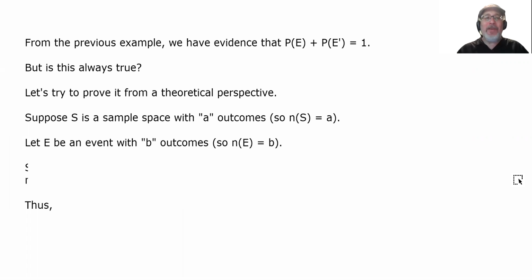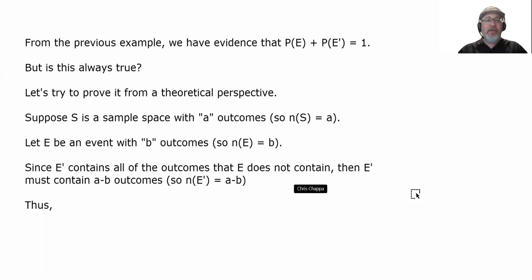And let's let E be an event with B outcomes, whatever number that may be, so that the cardinality of E is equal to B. That's all we're saying. We're counting up the things in the sample space and we're calling that answer A. We're counting up the things in the event E and calling that answer B. Since E complement contains all of the outcomes that E does not contain, then E complement must contain A minus B outcomes, so that the cardinality of E complement is A minus B.